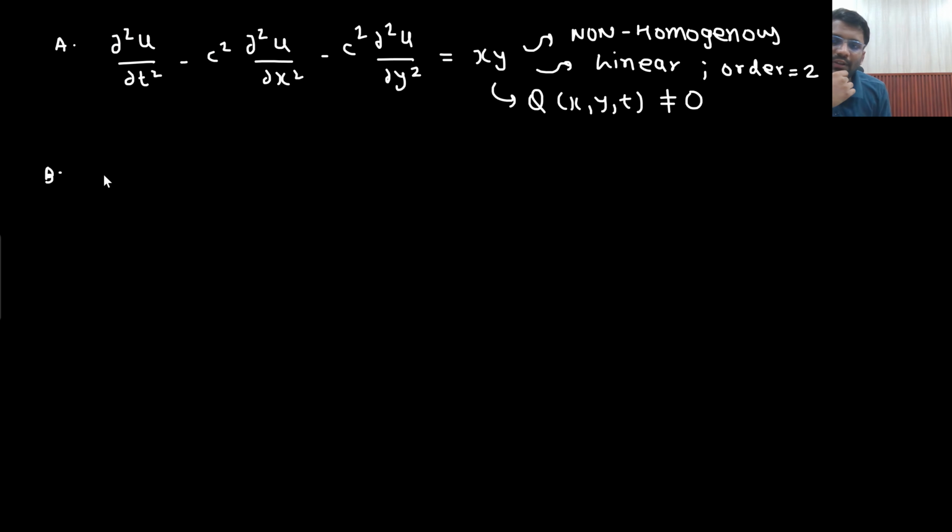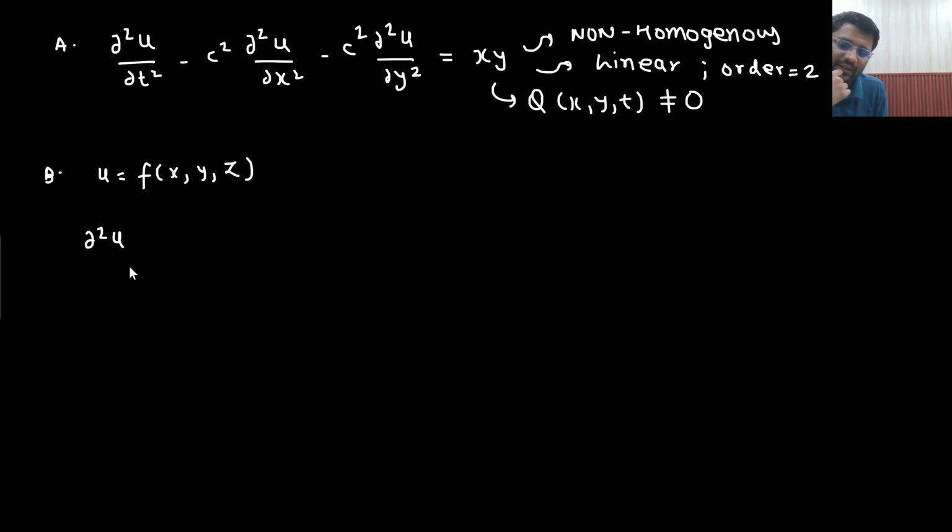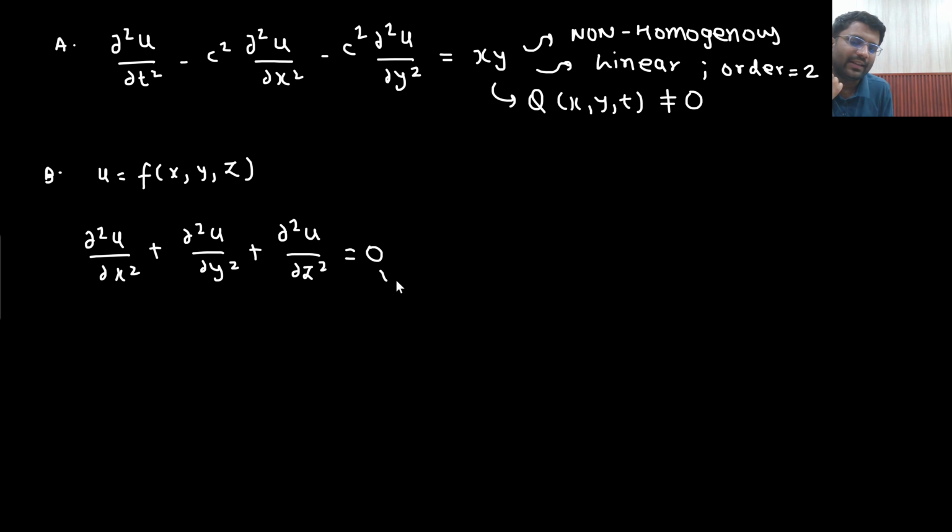Here I can say that u is a function of x, comma y, comma z. Directly, if I see the equation, del square u by del x square plus del square u by del y square plus del square u by del z square equals to 0. I can directly see here that the function of x, y, z is coming out to be 0. What does that mean, sir? It is homogeneous.